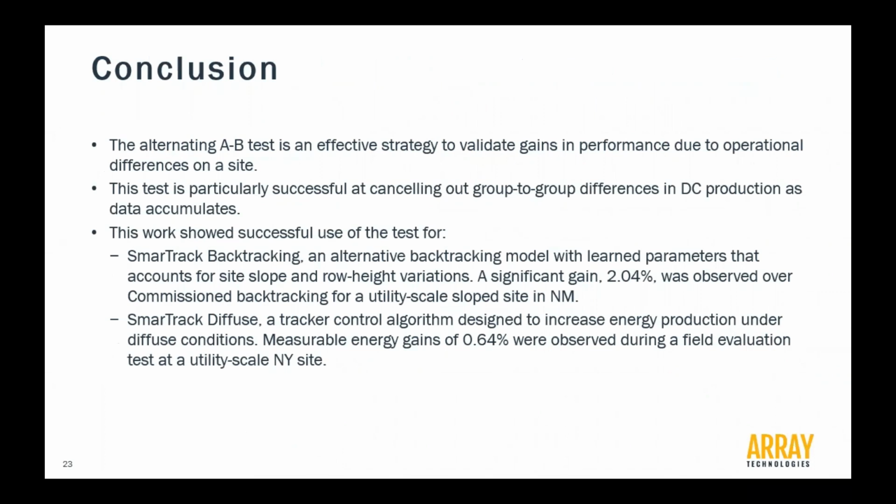We saw a significant gain, 2.04% observed for over commission backtracking for a site in New Mexico, and SmarTrack Diffuse, which is a control algorithm designed to increase production under diffuse conditions. And there we saw an energy gain of 0.64%. And that's my talk.